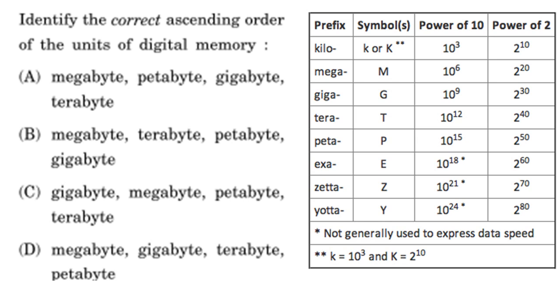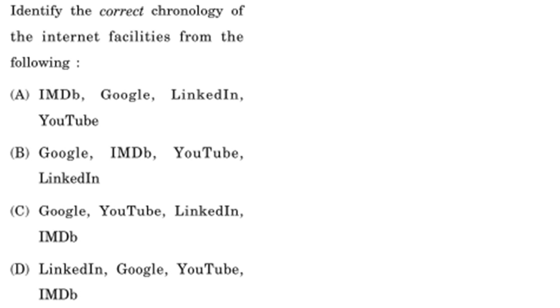So mega, giga, tera, peta, exa, zeta and iota. So this is the order. From this table you can easily say that D is the correct option here. That is megabyte, gigabyte, terabyte and petabyte. So friends, please have a look at this table and try to remember the units. So the correct option here is D.